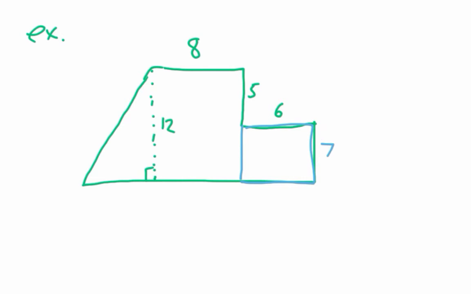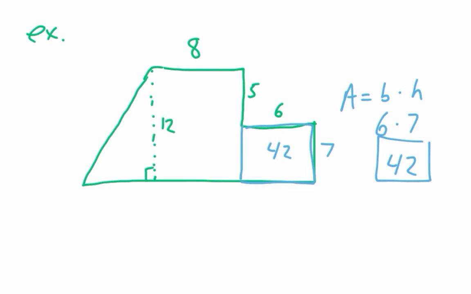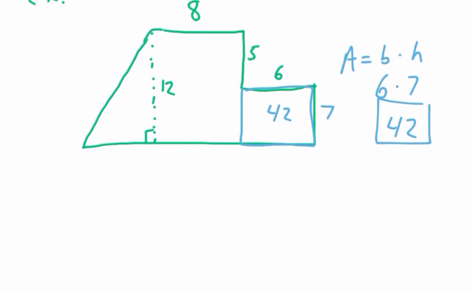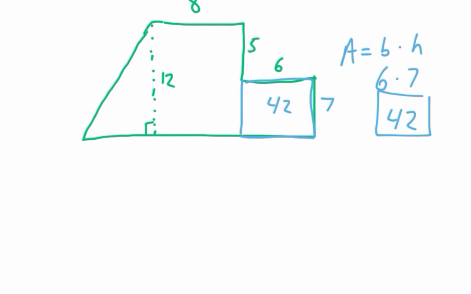But then we could say the area of the rectangle is base times height. So we'd have 6 times 7 for a 42. So this part right here is 42. And then this large trapezoid is going to be 1/2 times the height times base 1 plus base 2 in parentheses. So half height times the sum of base 1 and base 2.